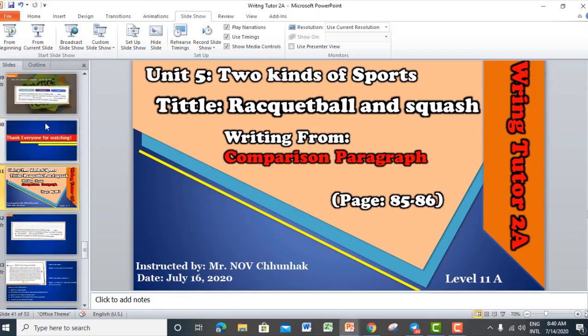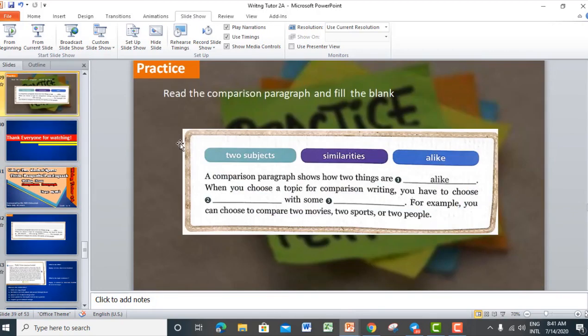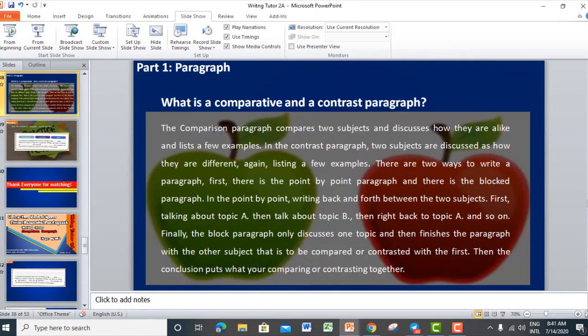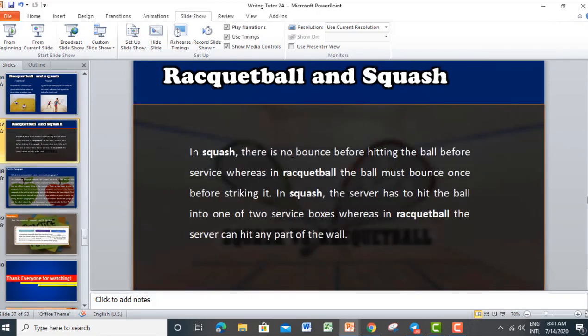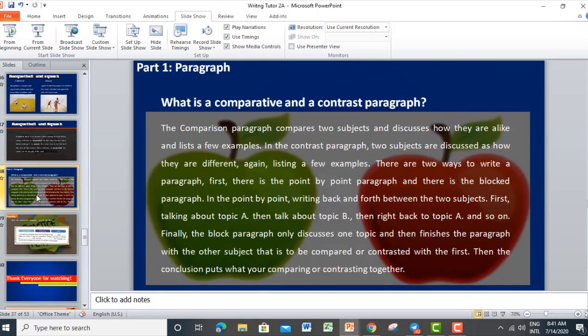Do you still remember what you studied yesterday about writing in the second section? You just learned about the definition of the comparison paragraph, right? You also learned that two sports are being compared, like racquetball and squash, and this is some similarity and differences between the two sports. You also learned about the meaning of comparison and contrast paragraphs.